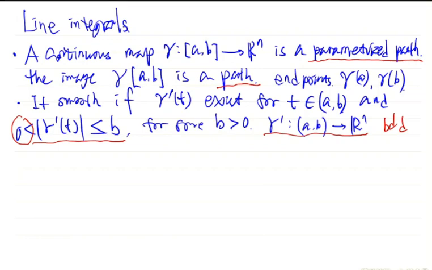That is, we say that the norm of the derivative is less than or equal to b. And also we require that this derivative is everywhere non-zero. This will play an important role in our later discussion, as you will see. So this is the smooth parametrized path. Of course, if the parametrized path is smooth, then its image is a smooth path. So in this part we have the smooth parametrized path and the smooth path. It is simply a parametrized path or path with an additional assumption that the derivative exists and is bounded on the open interval.